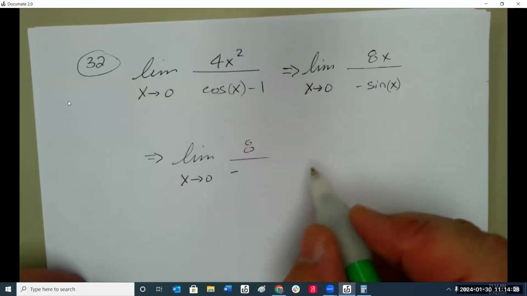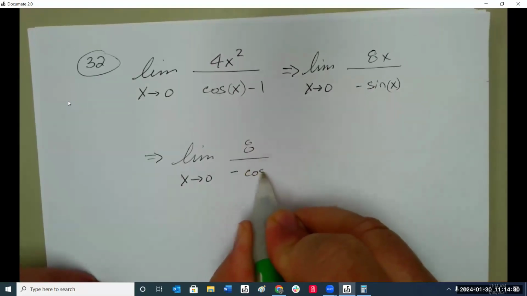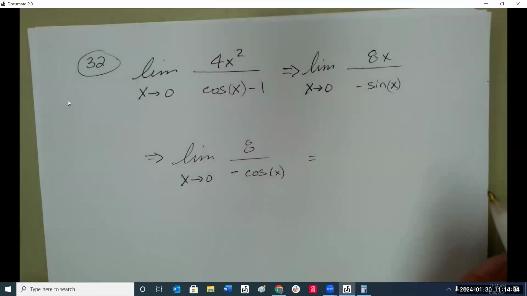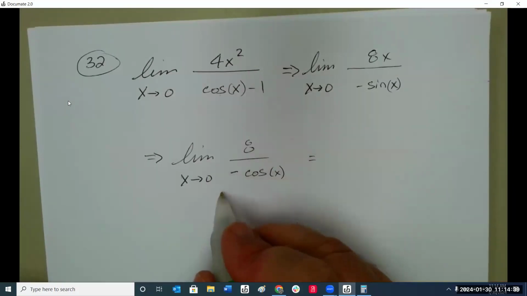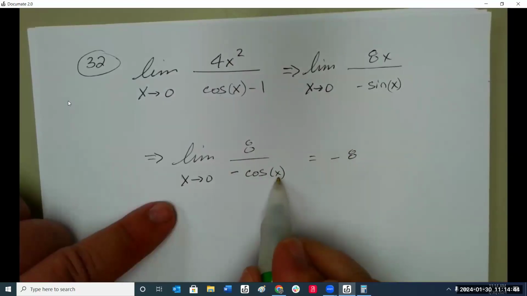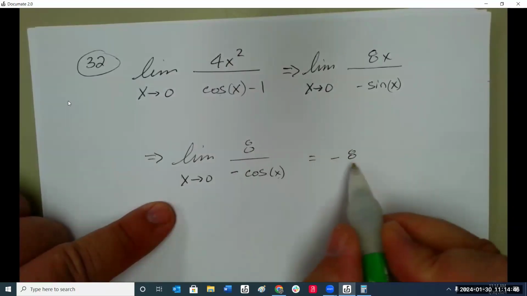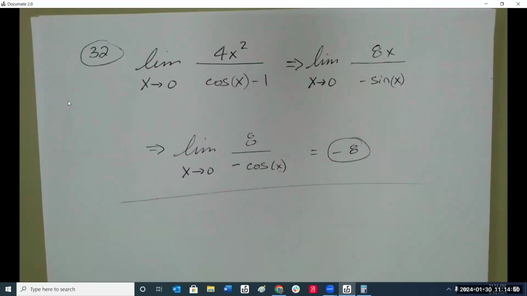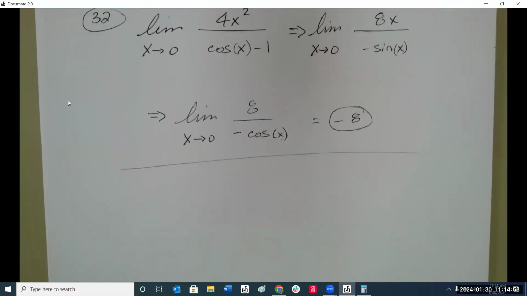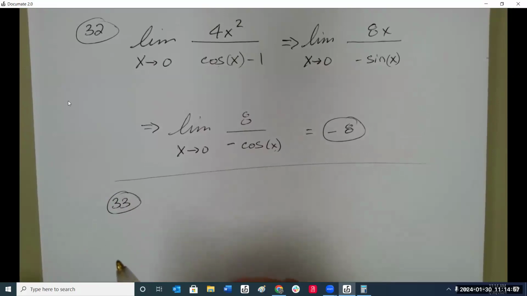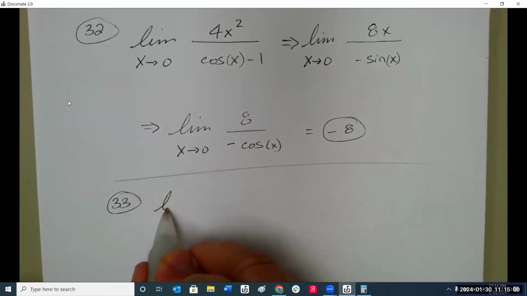Derivative of negative sine is negative cosine. So the answer: cosine at 0 is 1, so it's -8/-1. The answer is -8. It just so happened we kept getting 0/0. 33. Another L'Hopital's.